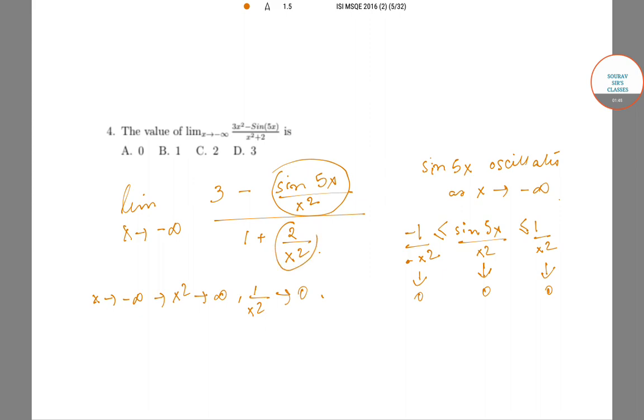Below in the denominator, of course, 2 / x² also goes to 0. So we are left with 3 and 1. So the limit is 3. Now let us move on to the next problem.